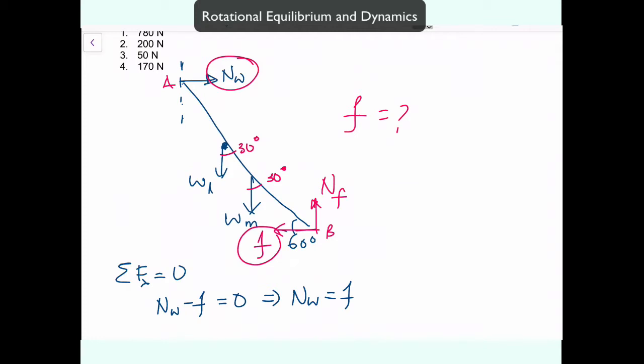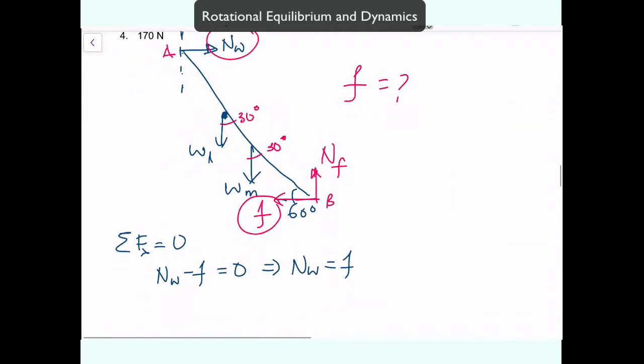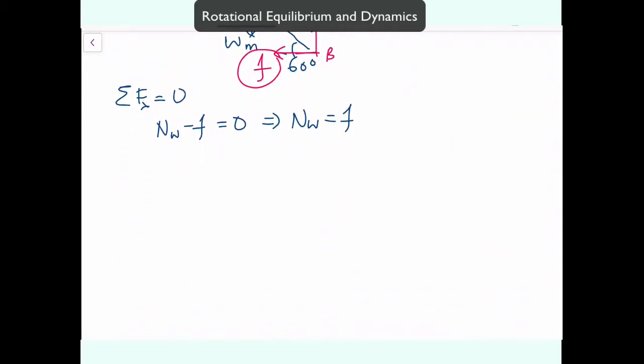Sometimes I'm solving it a lot faster, but take your time and try to see things, and I'm sure you'll understand it. But the problem is that the normal force from the wall is unknown and the friction force is unknown, so you can't find either of those two. Then proceed to the torque condition, where the torque at a point equals 0. In this particular case, I'm going to choose point B because I have two unknowns there, and those two unknowns will not create any torque.